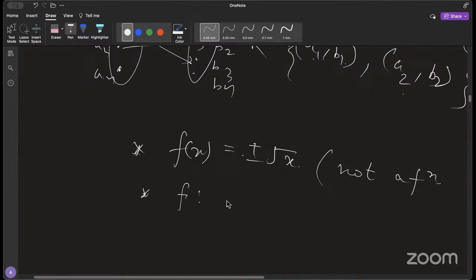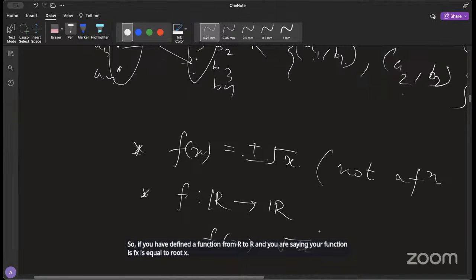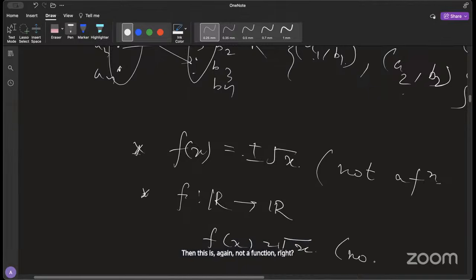And then the other case is this: you have f defined from R to R, where this is real numbers and this is also real numbers. If you're saying your function is f(x) equals root x, then this is again not a function, because your input cannot be -1, but -1 is in the set of real numbers.